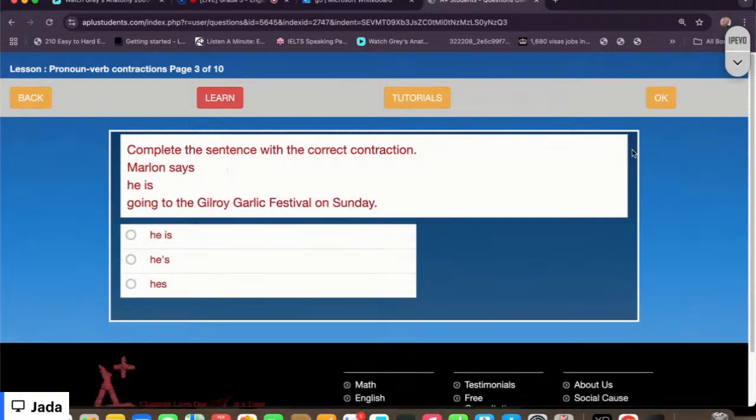Malan says he is going to the Guru Garlic Festival on Sunday. So what is the right contraction here? So we have option 2, he is. So he is, right? Okay.